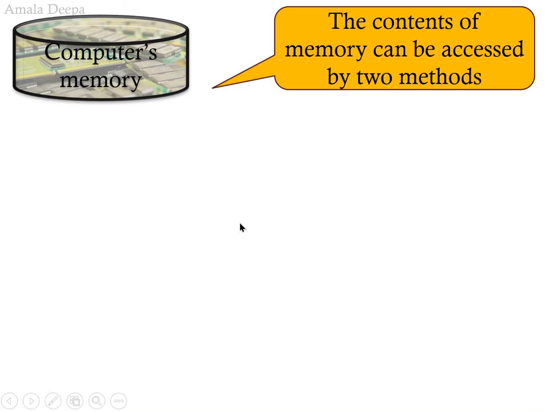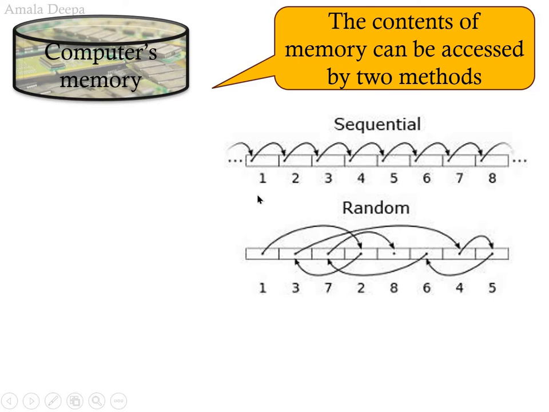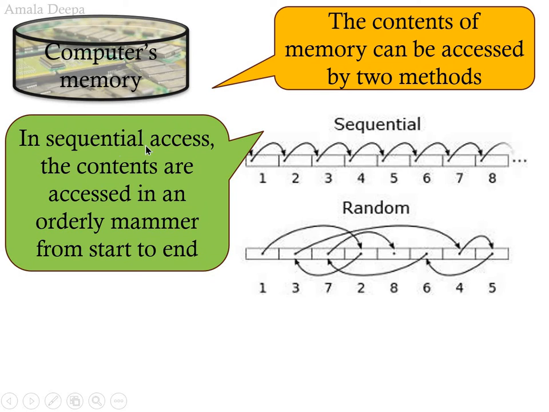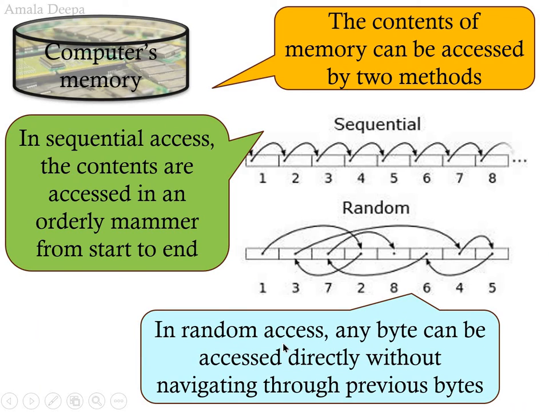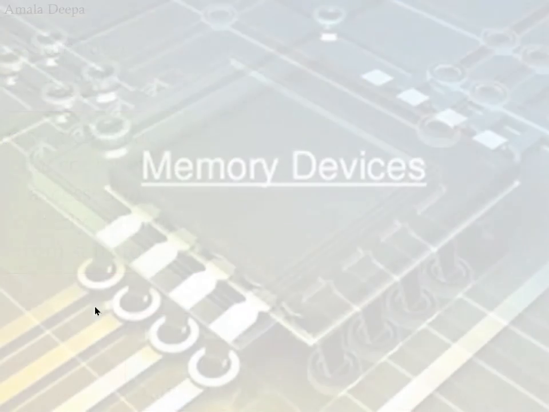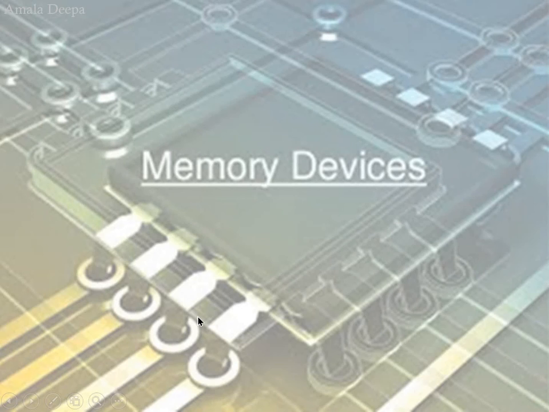The contents of memory can be accessed by two methods: sequential access and random access. In sequential access, the contents are accessed in an orderly manner from start to end. In random access, any byte can be accessed directly without navigating through previous bytes. Memory devices: RAM and ROM.